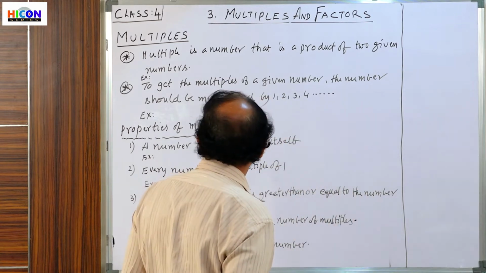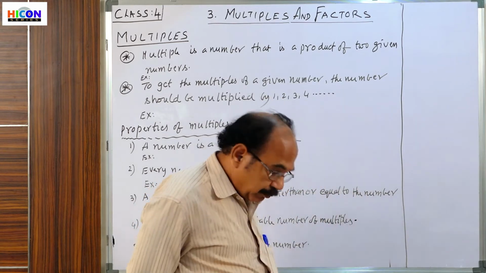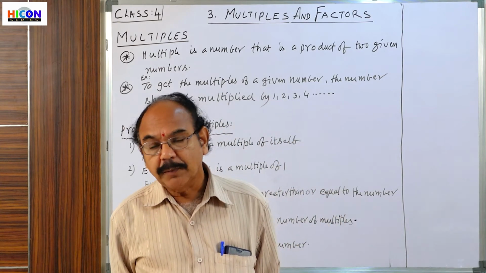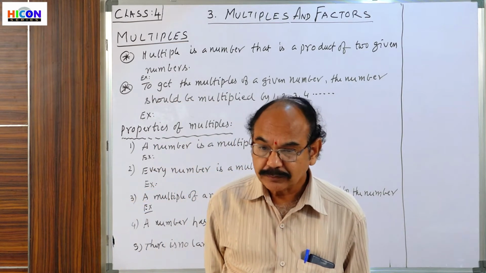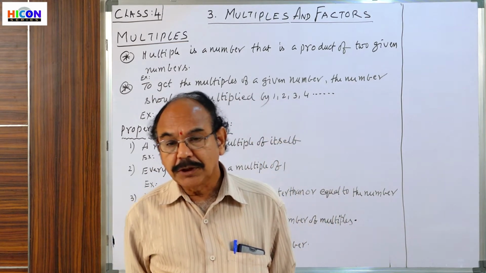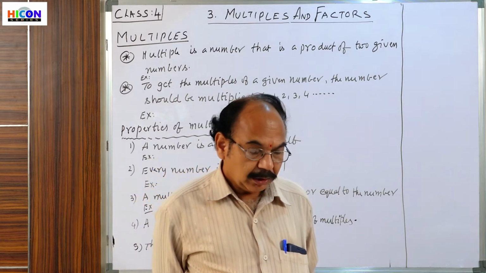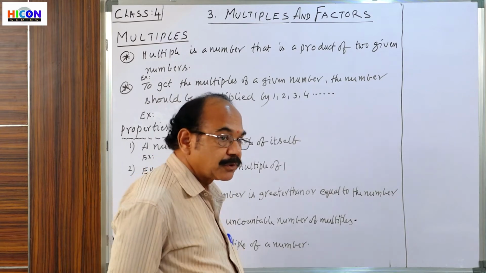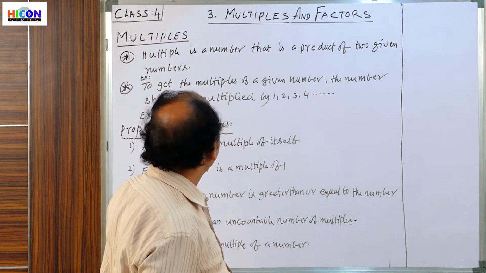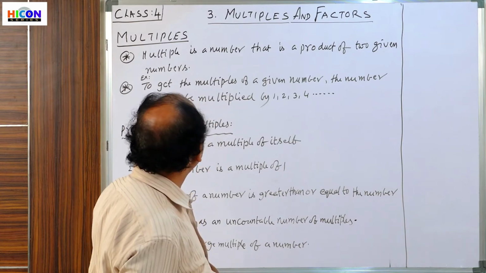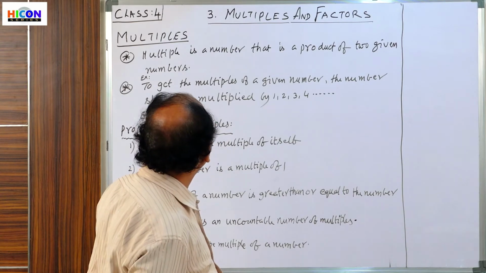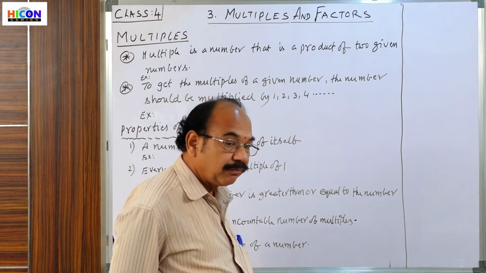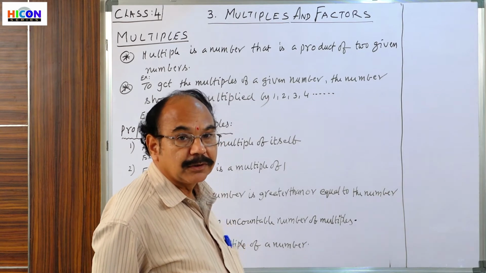See children, some very, very important points are there about these multiples. Things to remember are key concepts. Let us go through the key concepts of multiples. What is the first? A multiple is a number that is a product of two given numbers.